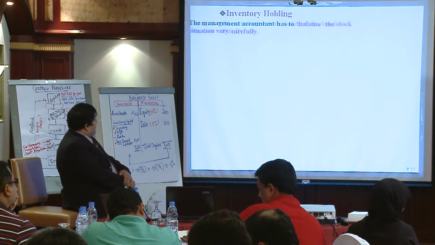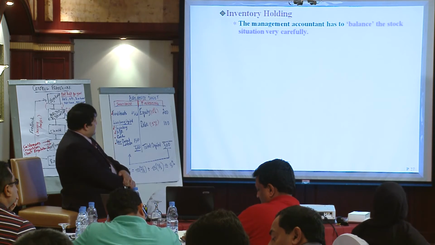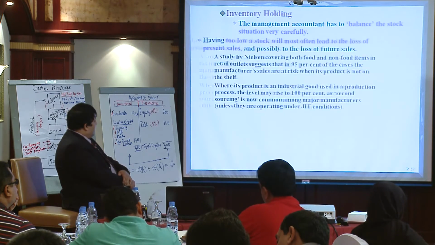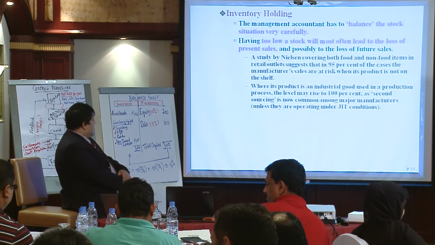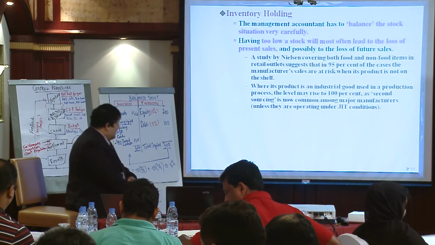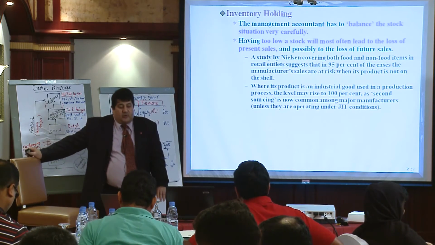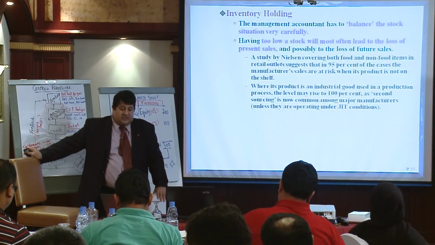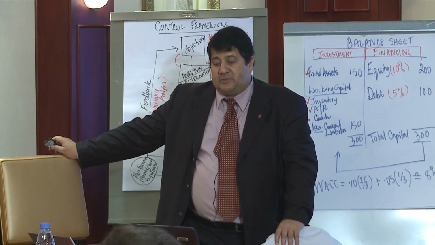Then you have inventory holding. The management accountant has to balance the stock situation very carefully. Having too low a stock will most often lead to the loss of present sales and possibly the loss of future sales. A study by Nielsen covering both food and non-food items in retail outlets suggests that 95% of the time the manufacturer's sales are at risk when its product is not on the shelf.